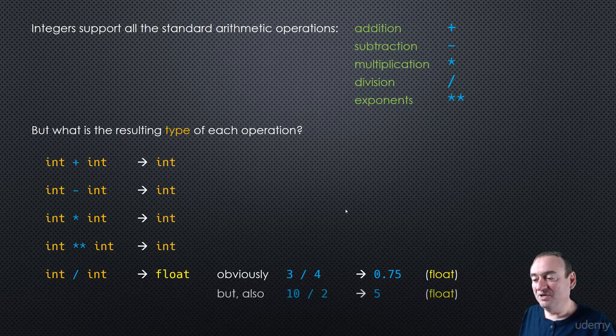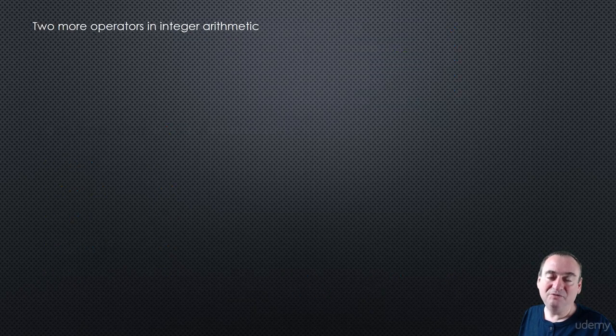But maybe not so obvious is that if you do 10 divided by 2, well, yes, the answer is 5. Technically, it's an integral number, but it will still get returned as a float type. And we'll see that in the code section. So division will always return a float. So that gets us to two more operators that we have when we're dealing with integers.